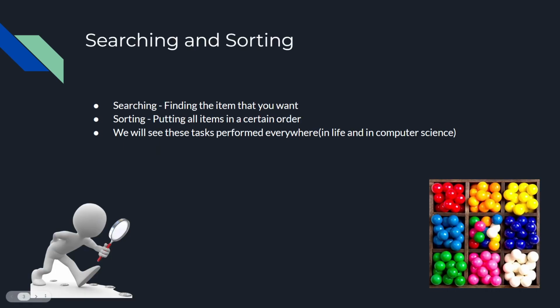All right, so starting with a brief overview. Searching is pretty self explanatory. It is finding the item or object that you want in a certain data structure, and sorting is putting all the items in a certain order. We often perform these tasks everywhere, especially searching because we are always needing to retrieve certain data, and sorting because it makes certain searching algorithms easier, such as decreasing the amount of time it takes for searching algorithms, but we'll talk about that later.